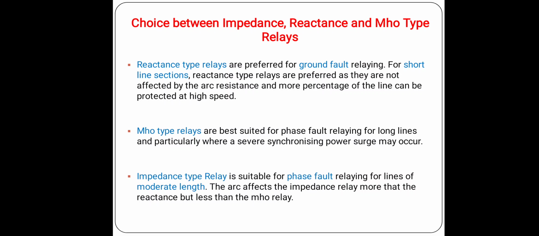The impedance relay is basically used for phase fault relaying for lines of moderate length, not high length and not low length. It is used for medium length transmission lines. The arc produced during the opening of circuit breakers affects the impedance relay more than the reactance relay but less than the Mho relay. The impedance relay, along with a directional unit, can be made to change its characteristics, and the modified impedance relay may resemble the reactance or Mho unit.